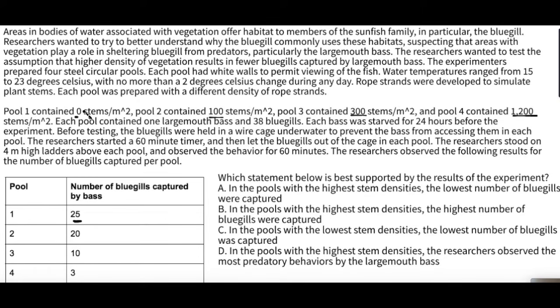So basically what we're seeing here is that the pools with the highest stem density also had the lowest number of bluegills captured. So A is the correct answer here. So hopefully that makes sense.